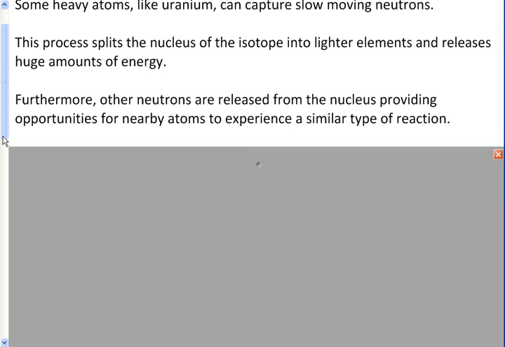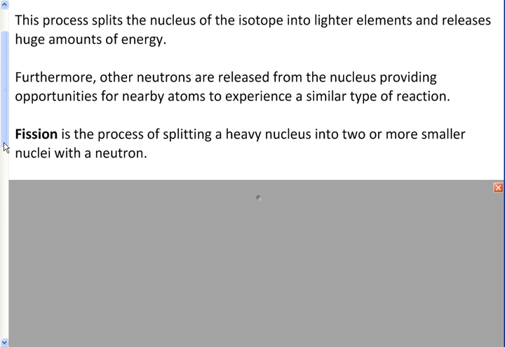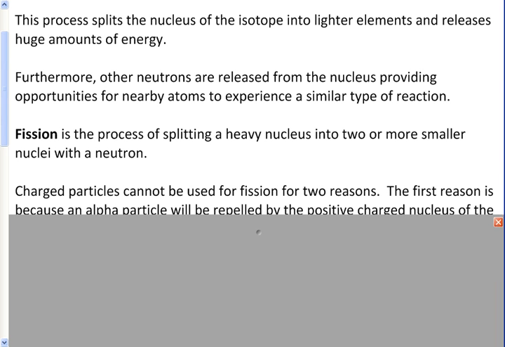So other neutrons are released from the reaction, providing opportunities for other big atoms to capture slow-moving neutrons and split, and then send their neutrons off, which would collide and then split and then send their neutrons off, and it just keeps going and going, which is what a chain reaction is. So the definition of fission is the process of splitting a heavy nucleus into two or more smaller nuclei, specifically with a neutron. So we're dealing with neutrons running into a nucleus, and then that nucleus will split into two or more smaller nuclei.